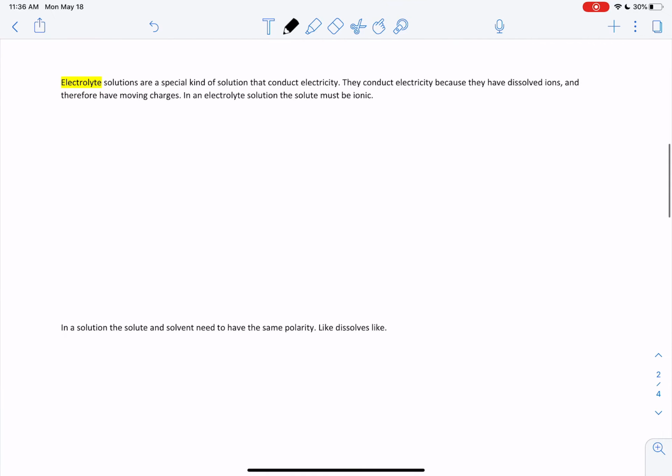Now, you might have heard of an electrolyte solution, right? So you've heard that Gatorade is full of electrolytes. What does that mean? Now, electrolyte solutions, they are a special kind of solution that conducts electricity. The reason they conduct electricity is because they have dissolved ions. And therefore, they have moving charges, and it conducts electricity. Okay? So in an electrolyte solution, the solute must be ionic.